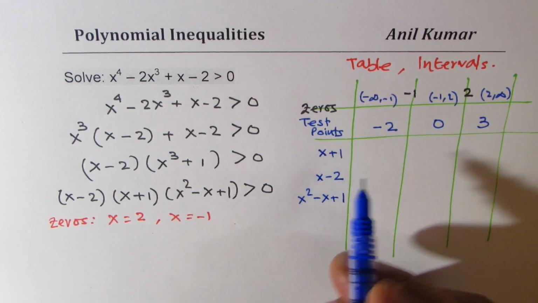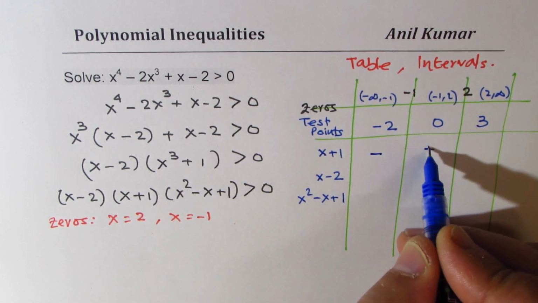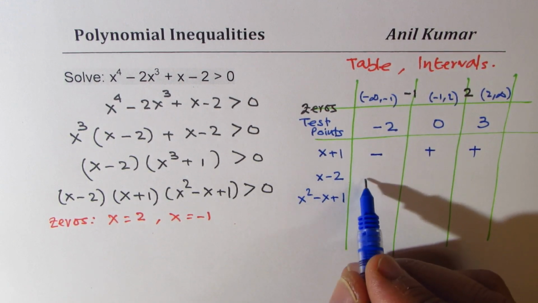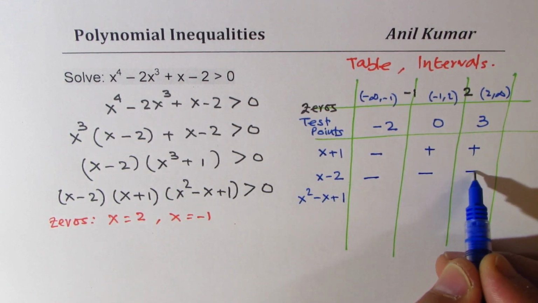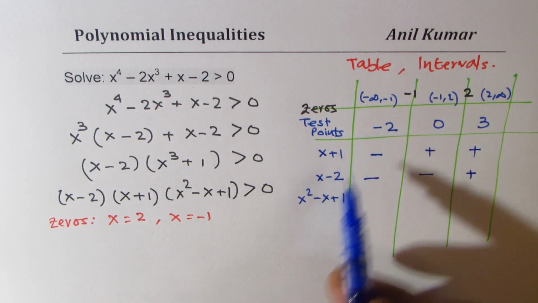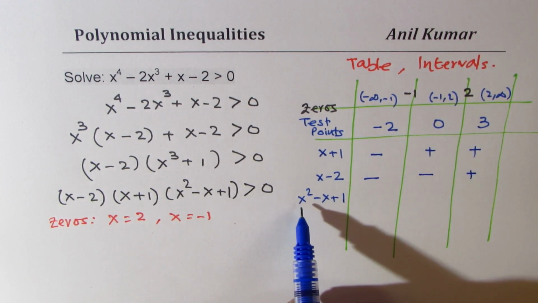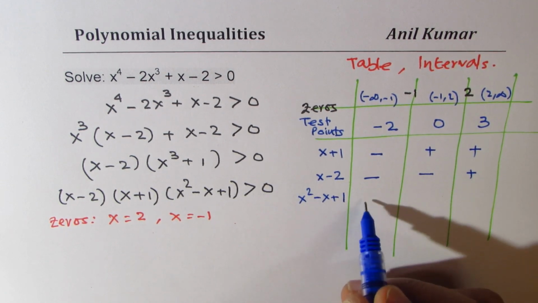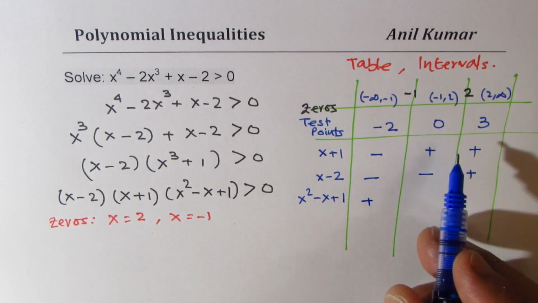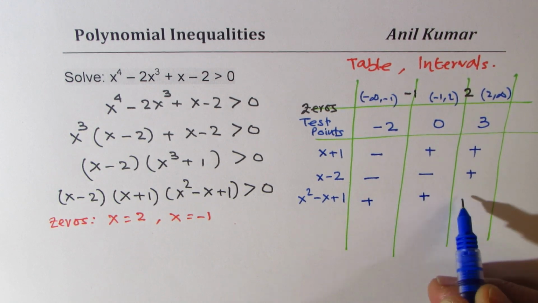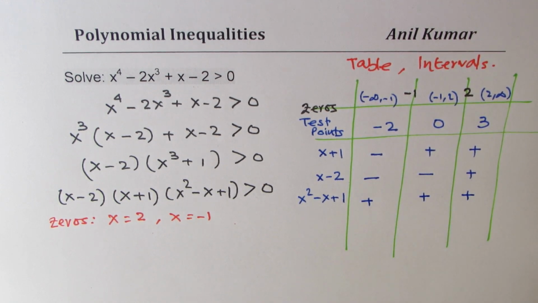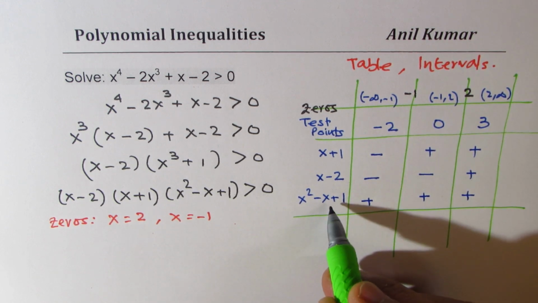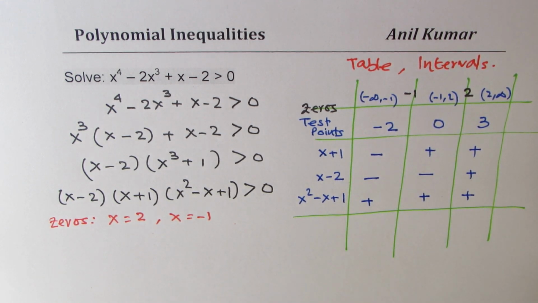So if I substitute minus 2, I get negative. 0 gives me positive. 3 will give me positive. In this case, if I substitute minus 2, negative, negative, this is positive. Here, if I substitute negative 2, I get 4 positive minus 2. So it is positive. And we notice that it is positive for all the values, right? So it's positive for all the values. Since the sign only changes at the zeros, this is not a 0. It is not going to affect it.